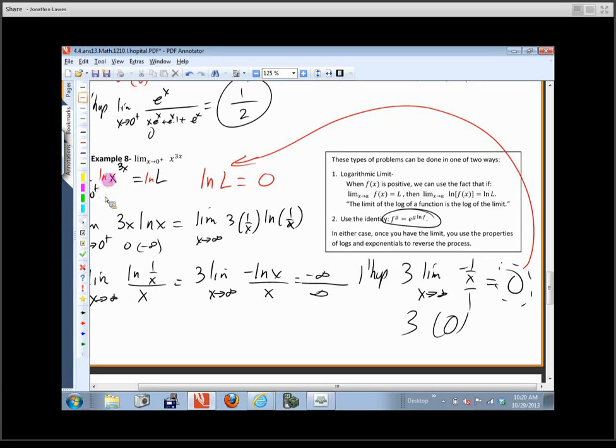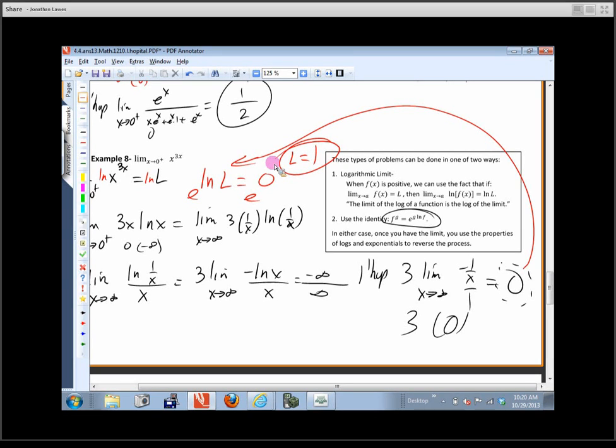The ln of the actual limit is 0, so how do I reverse this process? How do I undo taking the natural logarithm? Exponentiate with a base of e. So exponential base e and log base e undo each other, so that means the limit, I used a capital L to represent that limit that we were trying to find, equals e to the 0, which is 1. Okay, so that's the actual limit.